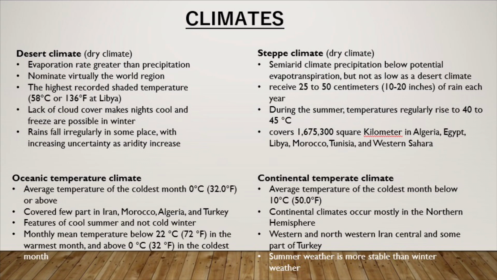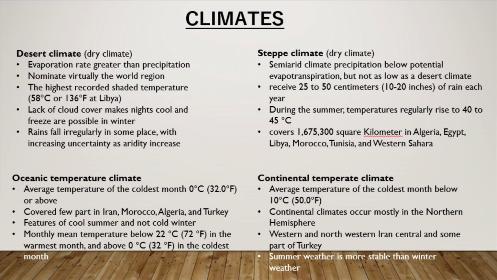Okay, and desert climate is a monopoly climate in the area of Algeria, Sudan, Saudi Arabia, and also part of Iran. Okay, next is steppe climate, which also falls in the dry climate category. It is a semi-arid climate, receiving precipitation below potential evapotranspiration, but not as low as a desert climate. It also receives 25 to 50 centimeters of rain each year. During the summer, the temperature regularly rises to 40 to 45 Celsius. And steppe climates cover about 1,675,300 square kilometers in Algeria, Egypt, Libya, Morocco, Tunisia, and Western Sahara.